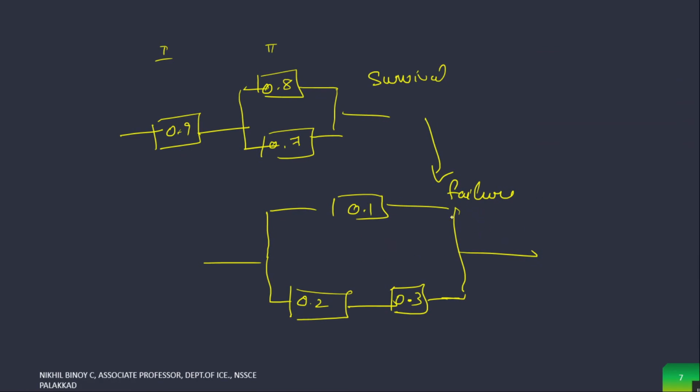Once we have failure, we can easily find the survival. So in some situations, it is very easy to find survival. In some situations, it is very easy to find failure. If it is very difficult to find survival, the better thing is to change the block diagram into the corresponding dual block diagram. This one is the given one. That one is converted to the dual one. Okay. Now we are finding the failure of the dual one. Then find back the survival of the given one.